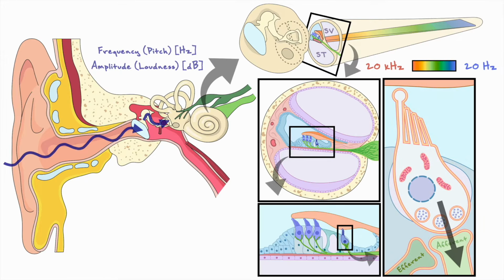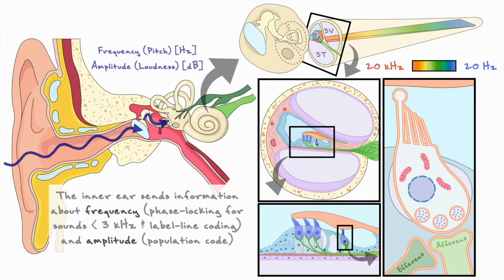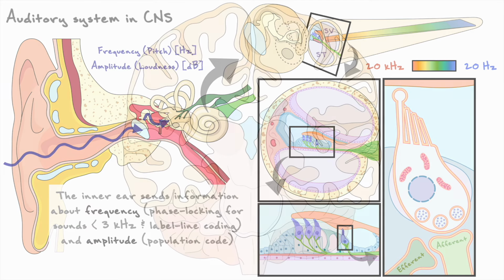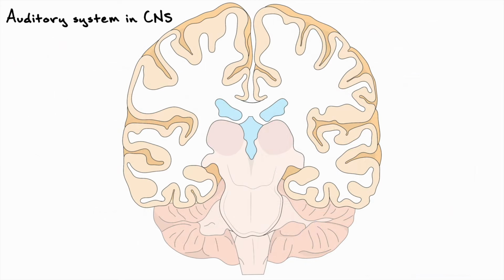The transduction is transmitted to type 1 sensory ganglion neurons that leave the cochlea to reach the central nervous system. The information these neurons carry encodes the frequency of the sound directly if the sound is less than 3 kHz and indirectly based on the location of the innervation. These two systems are respectively referred to as phase locking and label line coding. In addition to this, the population of afferents also carries information about the amplitude of the sound depending on the recruitment and intensity of the signal. Now, let's see how the brain is organized to process all that information.